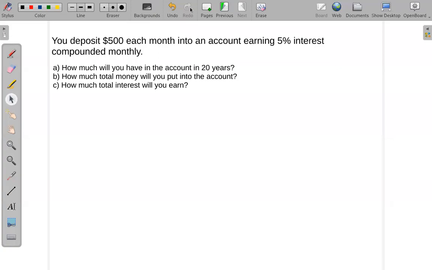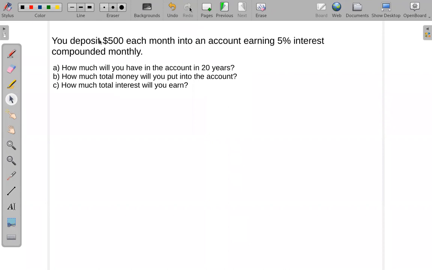You deposit $500 each month into an account earning 5% interest compounded monthly. We have a bunch of questions. Let's see. How much will you have in the account in 20 years? How much total money will you put into the account? How much total interest will you earn?